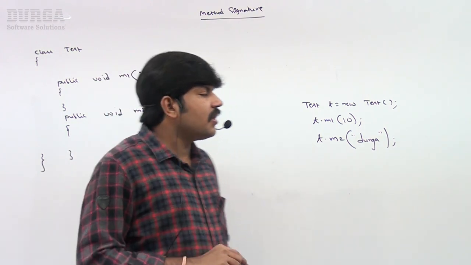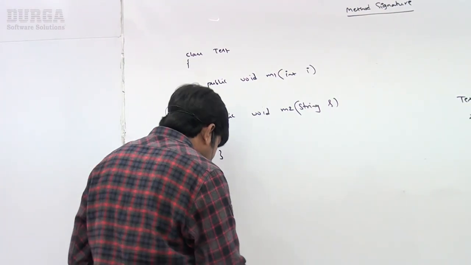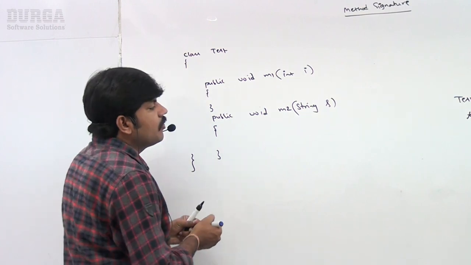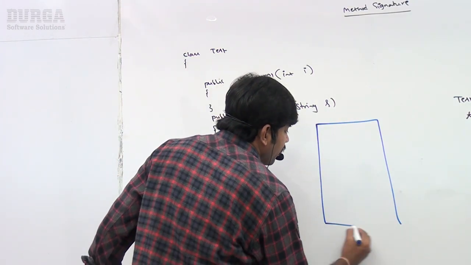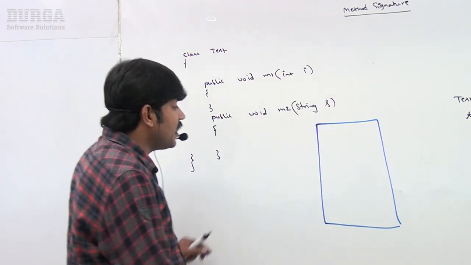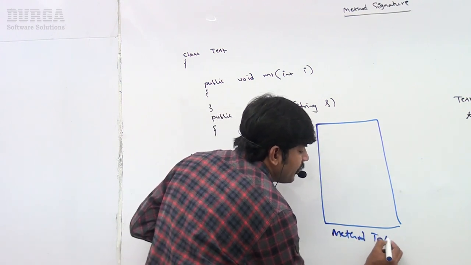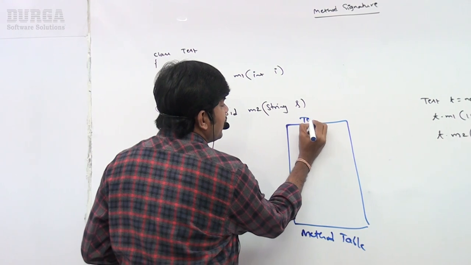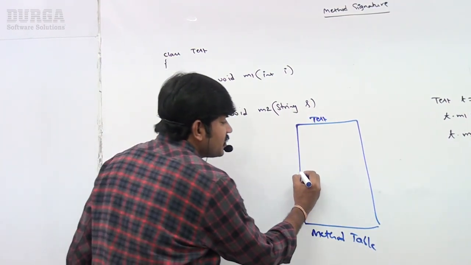Remember this one. Sir, for every class, the compiler will maintain one table, which is called the method table. Remember this one. For every class, the compiler will maintain one table. What is that table, sir? The method table. For the Test class, it's going to maintain a method table, right? Sir, how many methods are there? Two methods, sir. What is the signature of the first method?